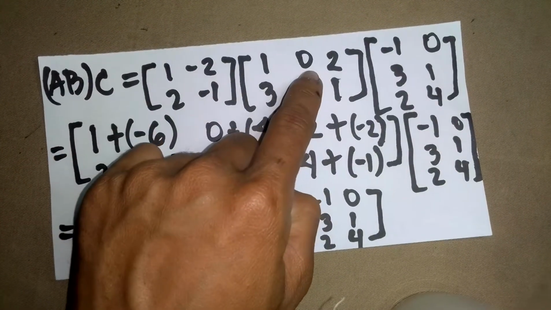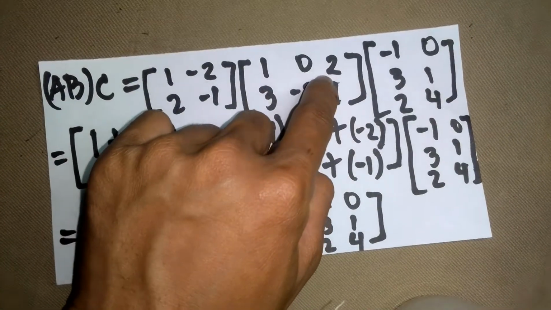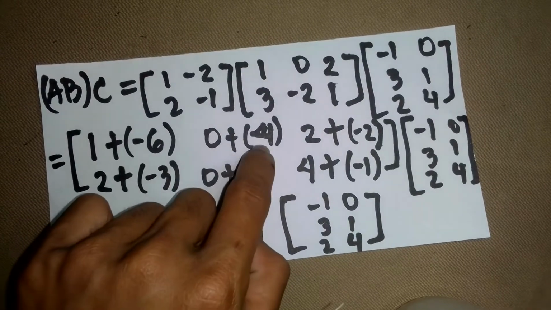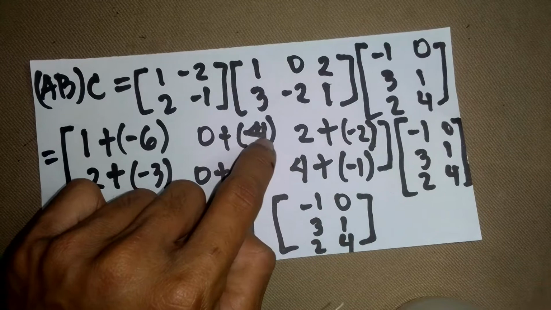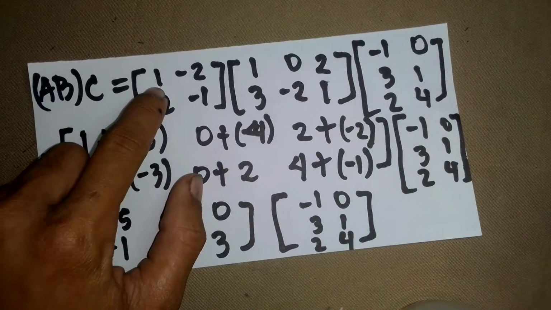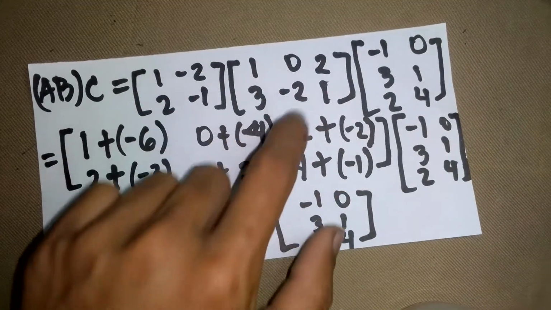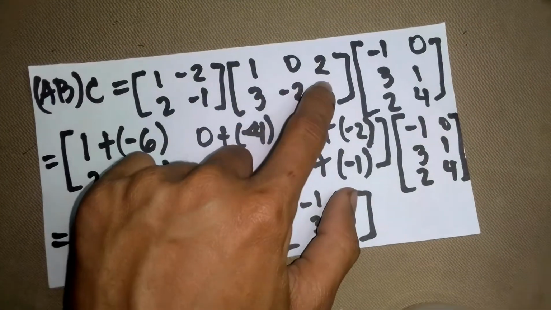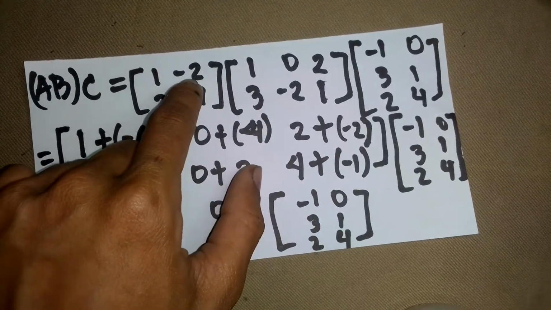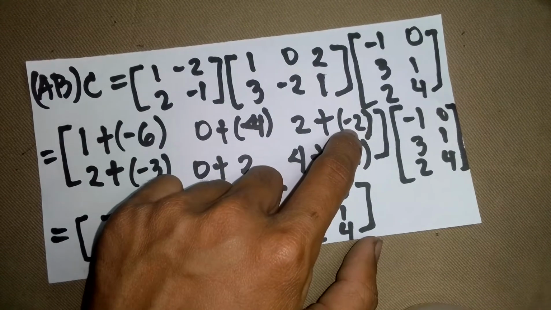1 times 0 is equal to 0. Negative 2 times 2 is equal to negative 4. So we add these two elements. For the third element, we multiply the first row to the third column. 1 times 2 is equal to 2, plus negative 2 multiplied by 1 is equal to negative 2.